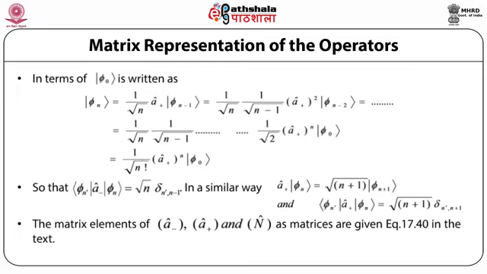In a similar way, we can also write that the raising operator A plus acting on phi n gives us under root n plus 1 times the eigenvector phi n plus 1, and the matrix element is given as bra vector phi n prime, the raising operator A plus, ket vector phi n is equal to under root n plus 1 times delta n prime comma n plus 1, where the delta gives the value of 1 for n prime equal to n plus 1, and for all other n prime not equal to n plus 1 it returns the value 0.